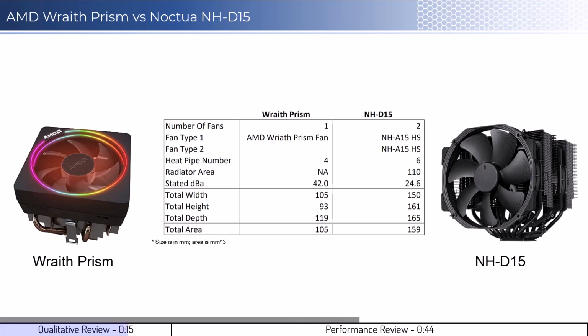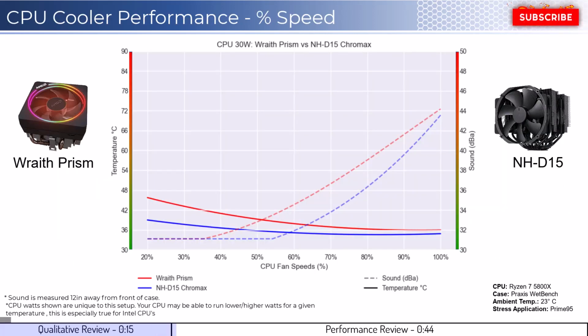Additionally, the Wraith Prism uses a single fan, while the NH-D15 uses two, and it is possible to add a third fan on the D15 cooler. In regards to installation, both coolers are relatively easy to install. Next, let's dig into the performance.